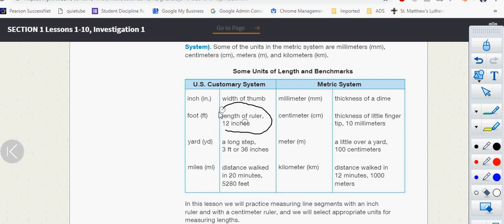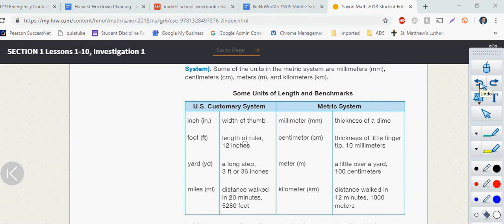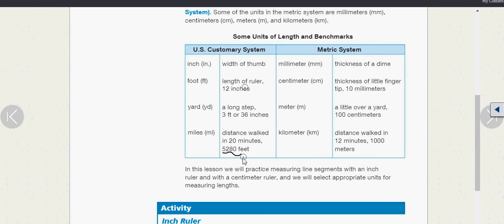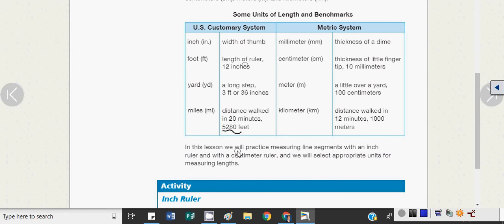And that's the length of your ruler. A yard is 3 of those, maybe a really long step. And a mile is 5,280 feet, for my Remember the Titans fans. And that usually takes about 20 minutes to walk, maybe 7-8 minutes to run.